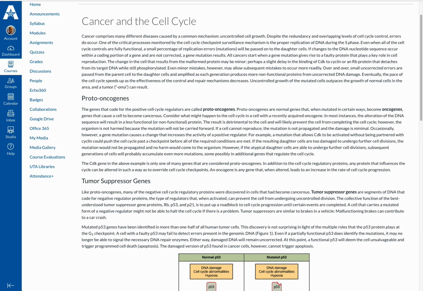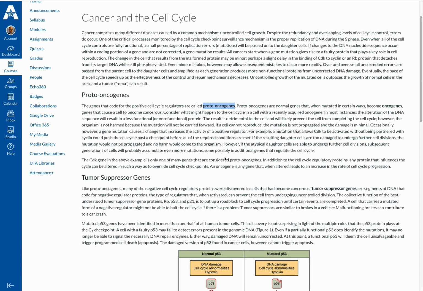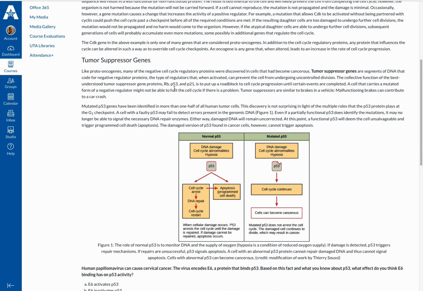Couple of vocab words you should know. Genes that code for positive cell cycle regulators are called proto-oncogenes, and when those proto-oncogenes become mutated, they are called oncogenes, and the cell becomes cancerous. It starts replicating out of control. This can also happen when these negative cell cycle regulatory proteins, the RB, P53, and P21, become mutated, or they just stop functioning.